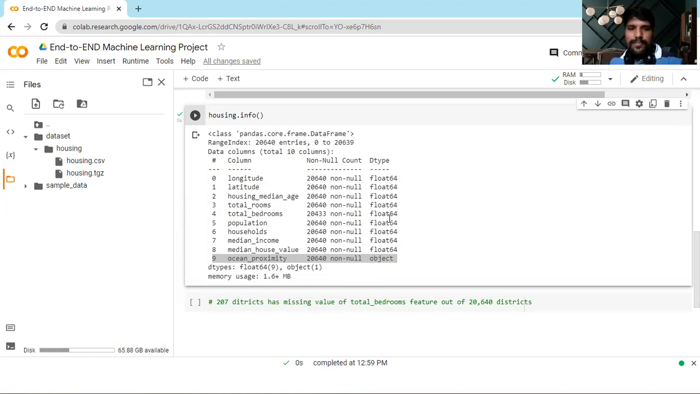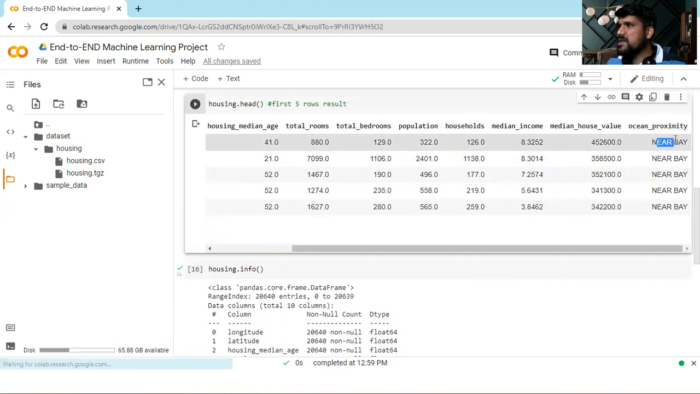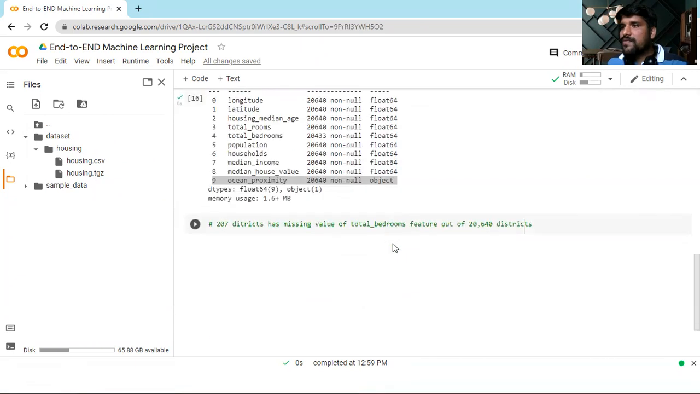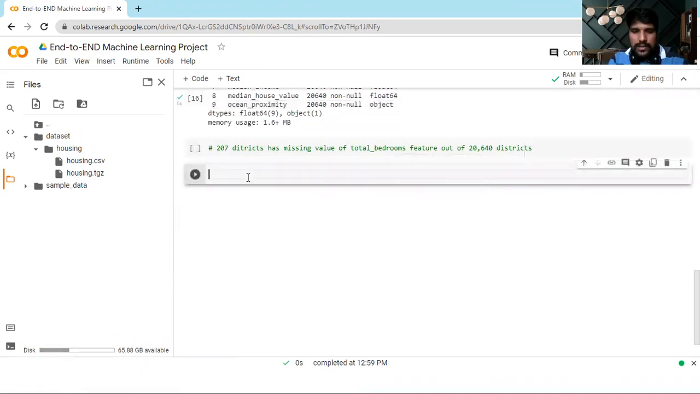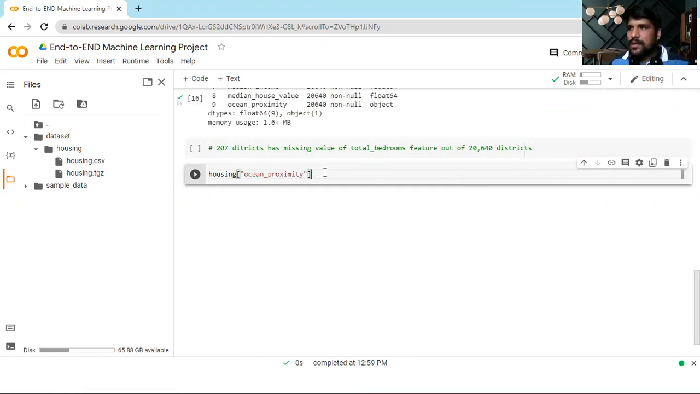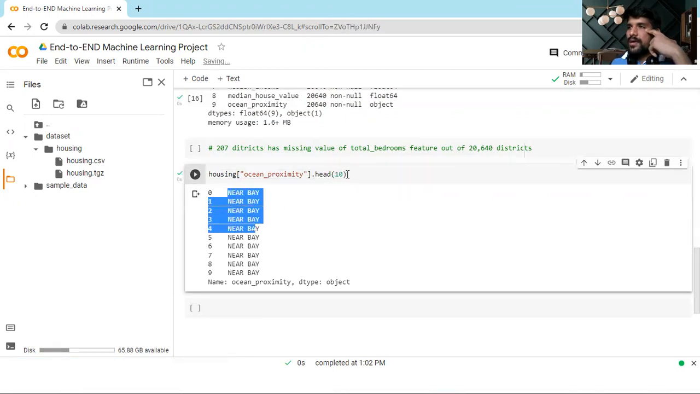So what does ocean proximity contain? It looks like a categorical feature. Let's look at what that is. For that I use housing, which is my data frame. I want to extract the feature ocean proximity, and use head to access the first 10 values. So it contains NEAR BAY, for example.